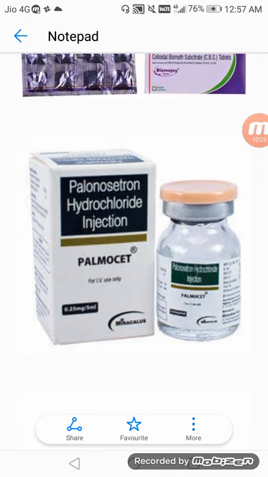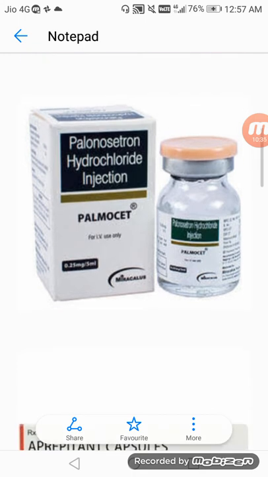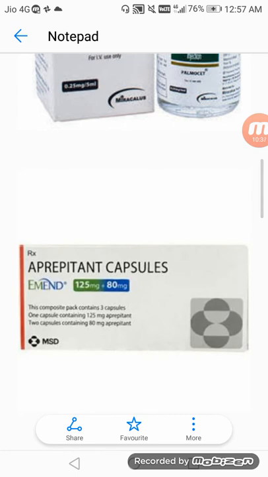Yeah, so this is to show that palonosetron, it is a second generation drug that is a 5-HT3 blocker, and it has to be given by IV route, but yes, it is the drug of choice. This is aprepitant. It is a neurokinin 1 inhibitor. It is used as a drug of choice for delayed onset nausea and vomiting.